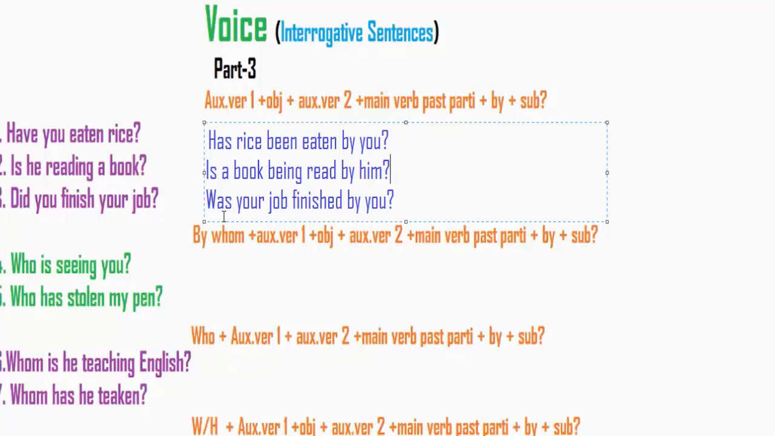Example number three, did you finish your job? It is a past indefinite sentence. This is why the auxiliary verb was, object your job, past participle finished, by you. So we can see that if the interrogative sentence starts with have, has, had, that is an auxiliary verb, the passive form will be like this.